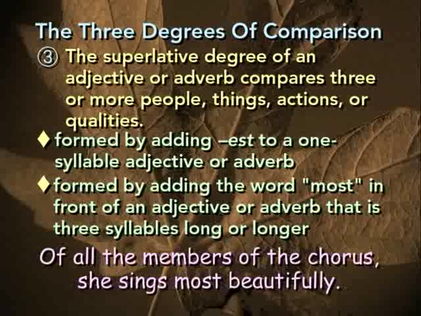Again, we're dealing with a comparison of 3 or more individual people, and therefore we want the superlative degree of the adverb. Since we're dealing with an adverb that's 3 syllables long or longer, we form the superlative degree by adding the word most in front of the word. So we end up with, of all the members of the chorus, she sings most beautifully.